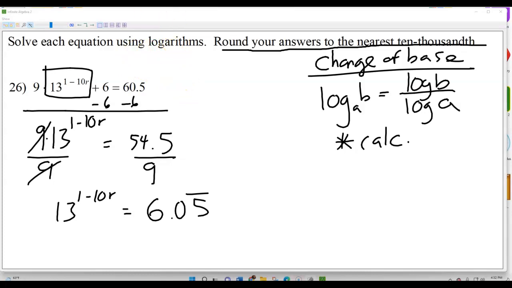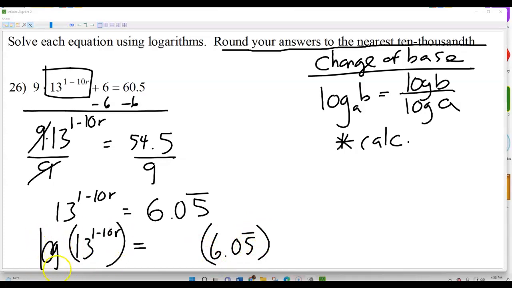Okay, so now here's where things get interesting. We're going to log both sides with a base of 13. So we're still going to have 13 to the 1 minus 10r, and we're still going to have 6.05 on the other side. But now we're going to log both sides with a base of 13. Now, why are we doing that?